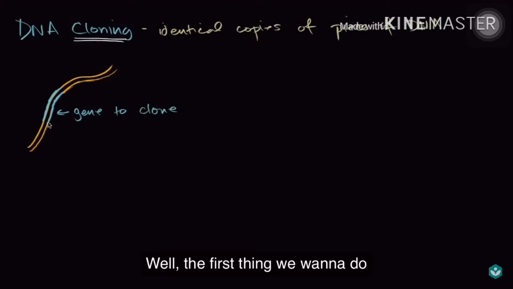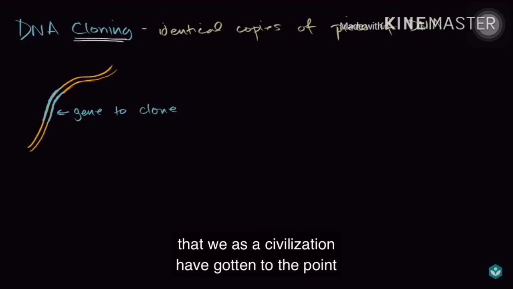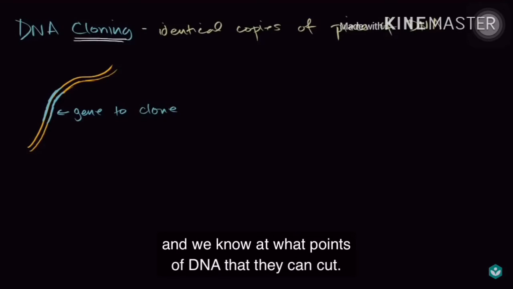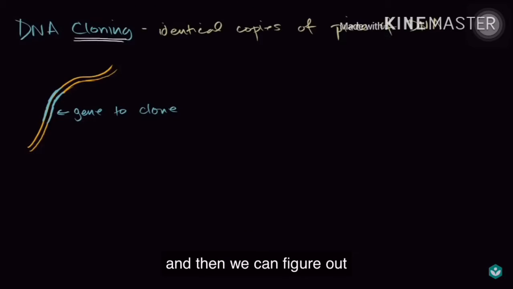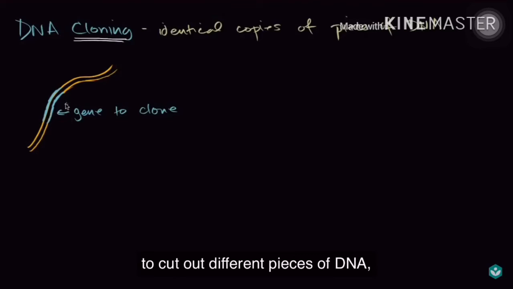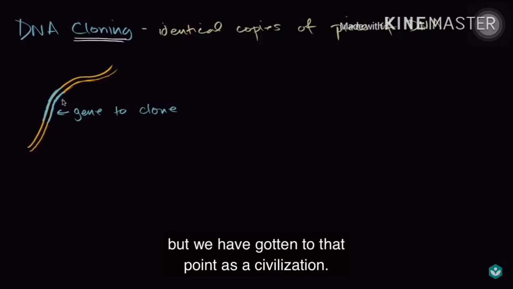Well, the first thing we want to do is cut this gene out somehow, and the way we do that is using restriction enzymes. There's a bunch of different restriction enzymes, and I personally find it fascinating that we as a civilization have gotten to the point that we can find and identify these enzymes, and we know at what points on DNA they can cut. They recognize specific sequences, and then we can figure out which restriction enzyme we should use to cut out different pieces of DNA.